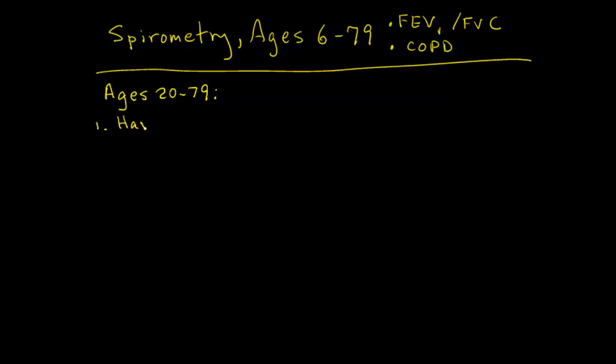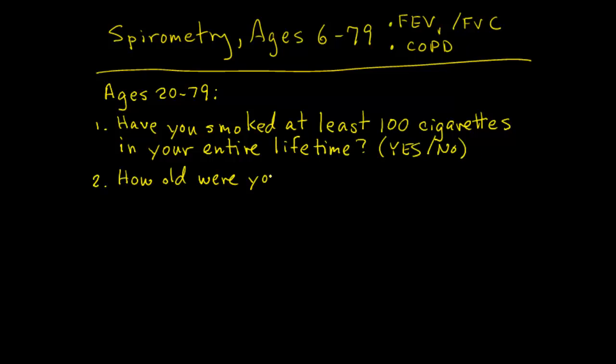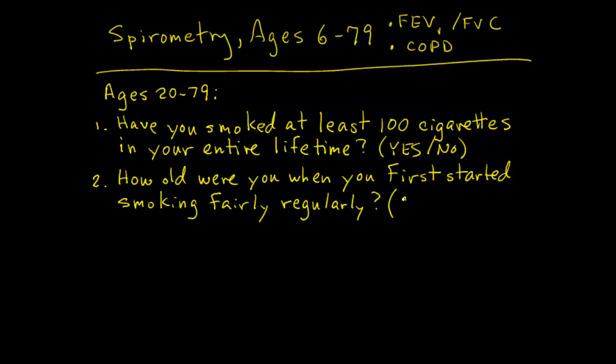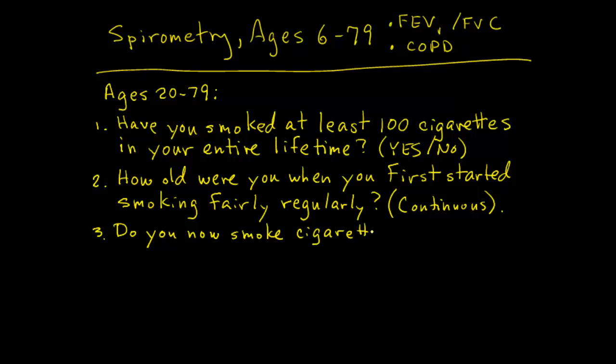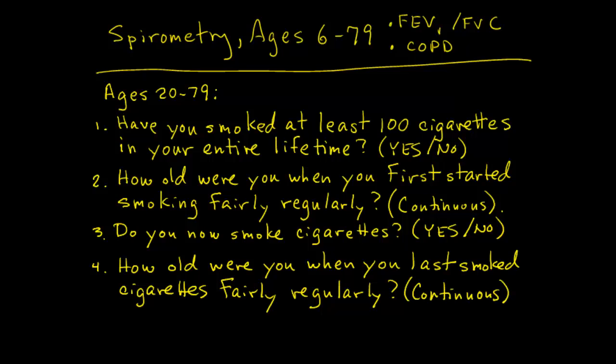The first question was, have you smoked at least 100 cigarettes in your entire lifetime? It's coded either yes or no. The second was, how old were you when you first started smoking fairly regularly? This one is a number, a continuous variable. The third one was, do you now smoke cigarettes? This one was coded yes or no. And the fourth one was, how old were you when you last smoked cigarettes fairly regularly? This one was a number, also a continuous variable.